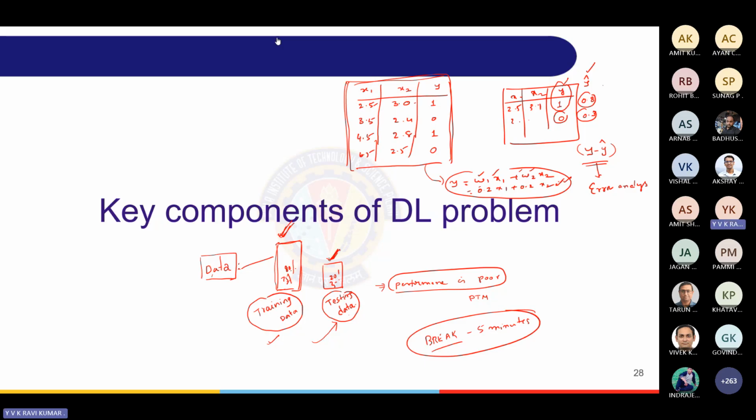Sir, in this example, in the chart that you gave, what is this y cap? How do you get this? This y cap we calculate. Now, this is the model or the algorithm we are proposing. How it works.